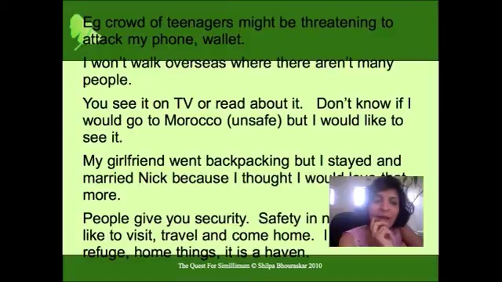She says, for example, there's a crowd of teenagers. They might threaten you or attack your wallet or phone, and I won't want to walk overseas where there aren't people. You read it on TV or read about it. And I don't know if I would go to Morocco because it's unsafe for me, and I would like to see it. And my girlfriend went backpacking, but I stayed and married Nick because I thought I would love that more, because people give you that security. There is a safety in numbers.